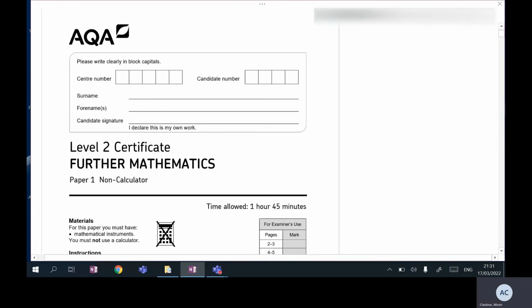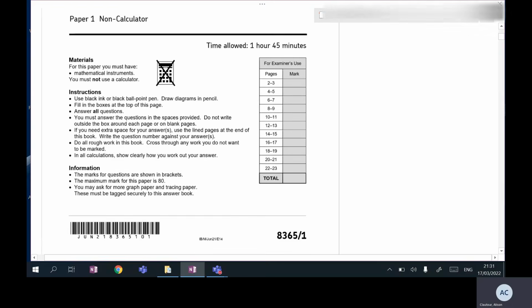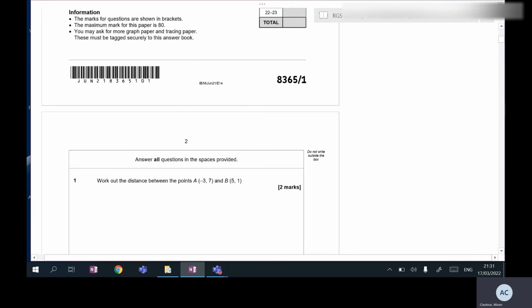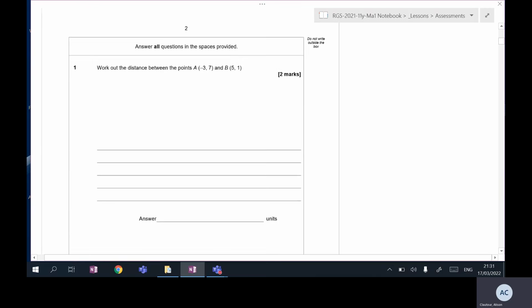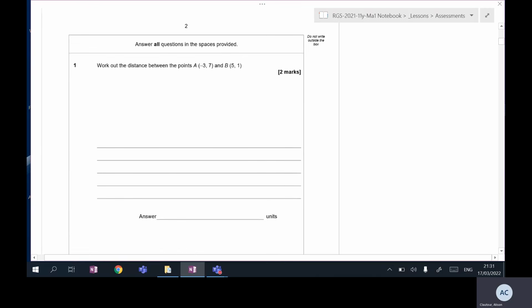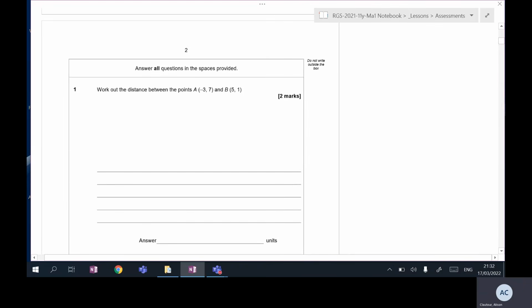Okay, so this is the paper 1 non-calculator paper that was sat in 2021. So it's the first new paper of the specification. Okay, so for question 1, work out the distance between these 2 points. If you know a formula, that's great, or you can think about it from a diagram. If we think about it on a diagram, just draw a rough sketch.